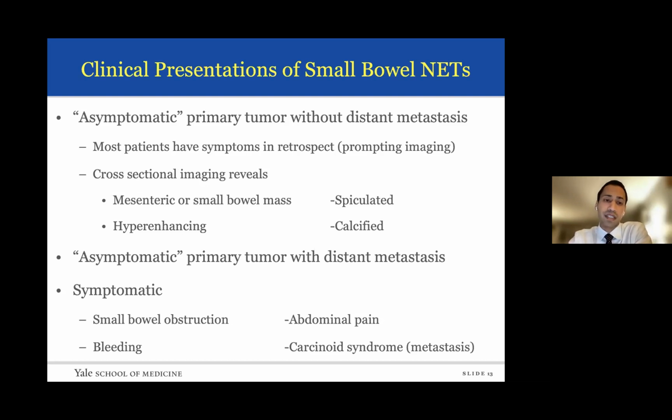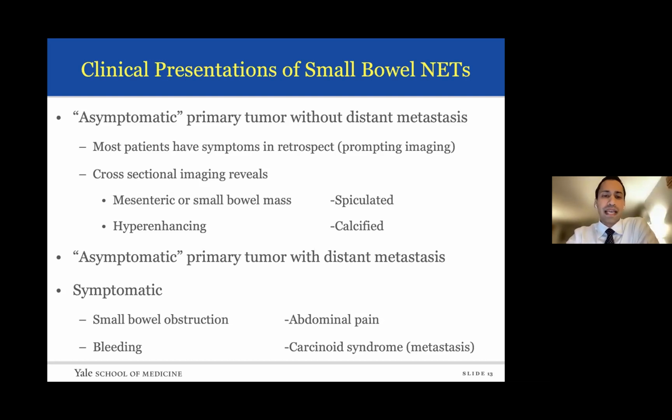In the cross-sectional imaging, Dr. Aboian can speak to this better than I can, but oftentimes it shows something such as a mesenteric or small bowel mass, which is hyper-enhancing, spiculated or calcified. And interestingly, in the operating room, the spiculation is something we really appreciate because these tumors, the mesenteric mass in the OR, tend to be fixated posteriorly as opposed to something that's freely movable, which is the case with some of the benign small bowel tumors and even small bowel GISTs.